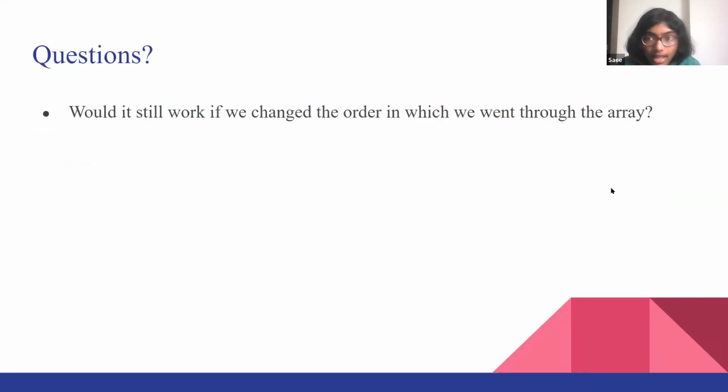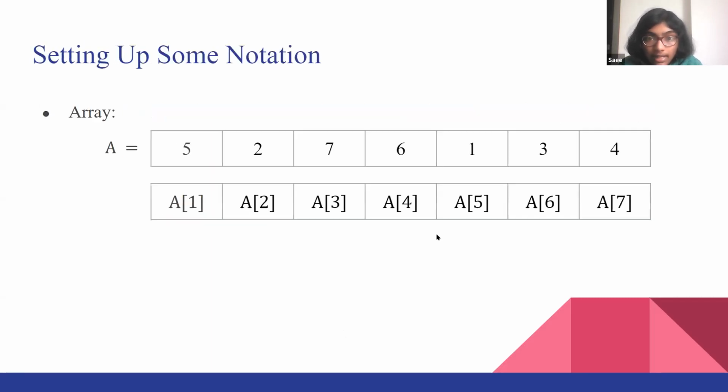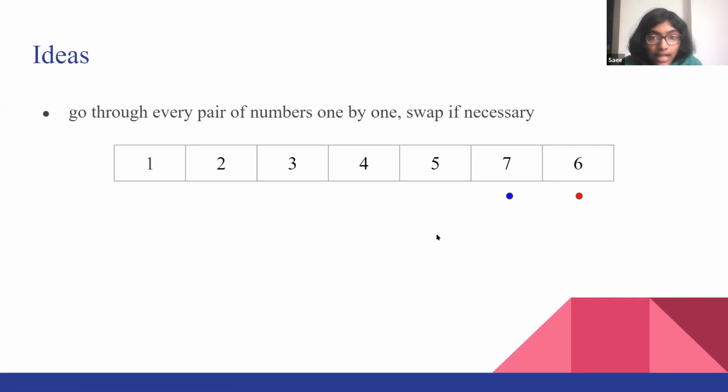So I have a question. Would this algorithm still work if we change the order in which we went through the array? What I mean by that is, over here we were going pair by pair, right? We were going in some particular pattern. What if we don't go in any pattern? What if we start at the end? What if we check these two first, and then these two, then these two, and then these two, and then these two? Would we still have a sorted array at the end? Do you get my question?